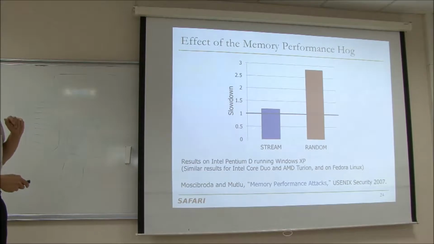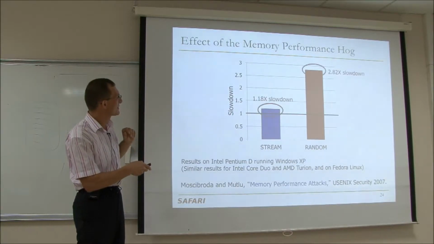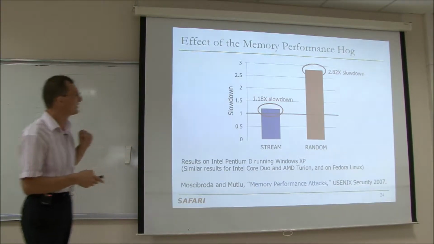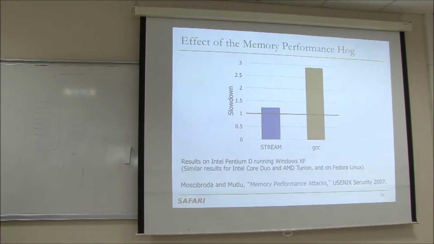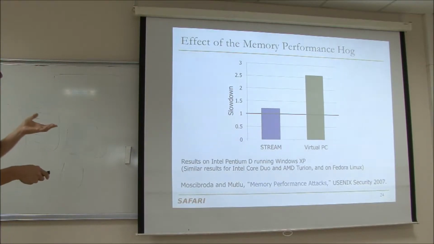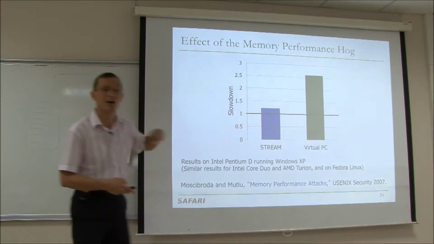And we've actually looked at what happens when you run stream and random together, what's the effect of this on a real system? Again, these are results on a real system, Intel Pentium D running Windows in 2006. If you look at the results, stream slows down by 18%, random slows down by almost 3x. And this is consistent with other applications, real applications as well. You can run stream with GCC, you get something similar. You run stream with Microsoft Virtual Machine at that time, and you get something, again, similar. So you basically keep denying service to the application that's running together with you if you have a memory hog. So we called this the memory hog at the time.